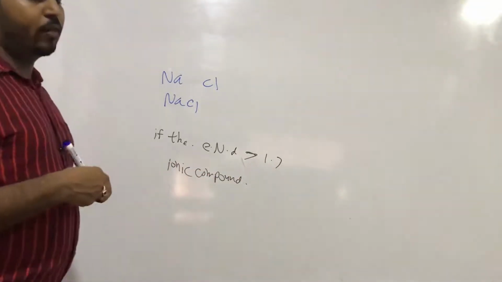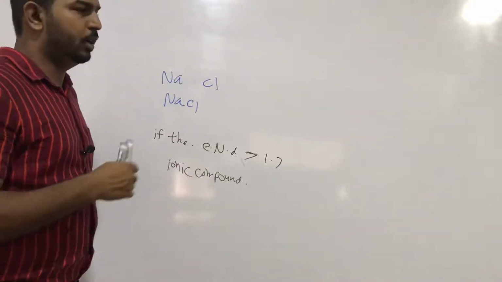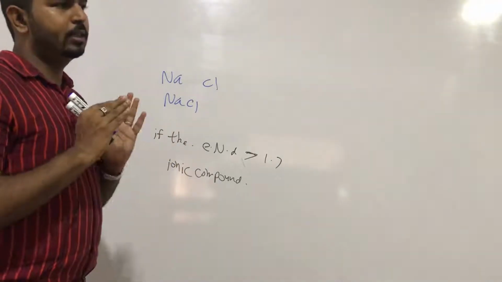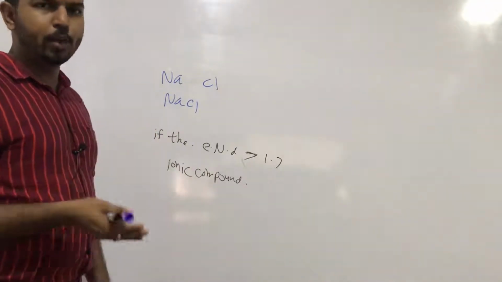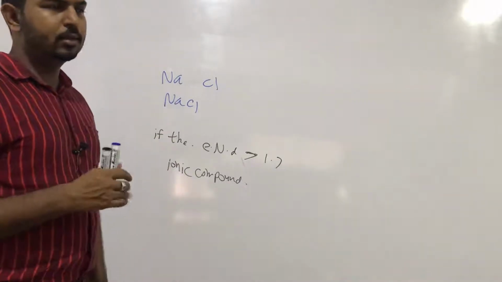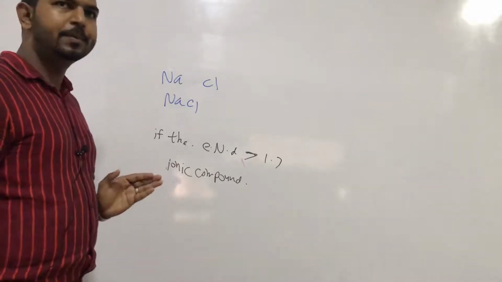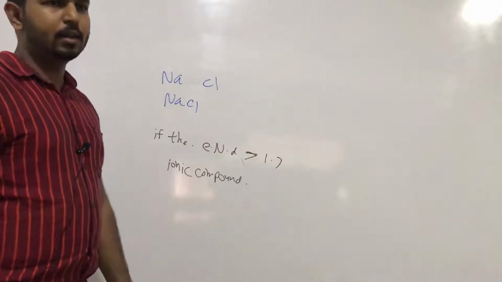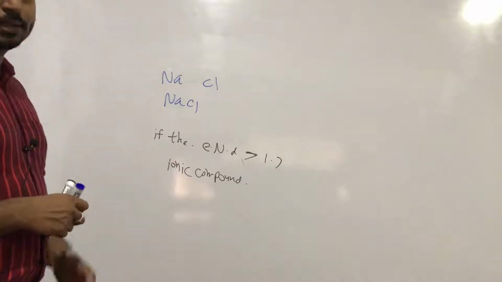I have already stated this in the last video also. In your previous syllabus, if the electronegativity difference between two atoms is greater than 2.1, it is an ionic compound. In your new syllabus, it is stated that the electronegativity difference should be greater than 1.7 for a compound to show ionic properties.